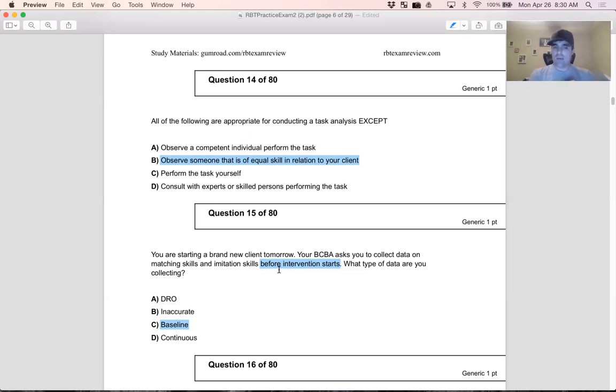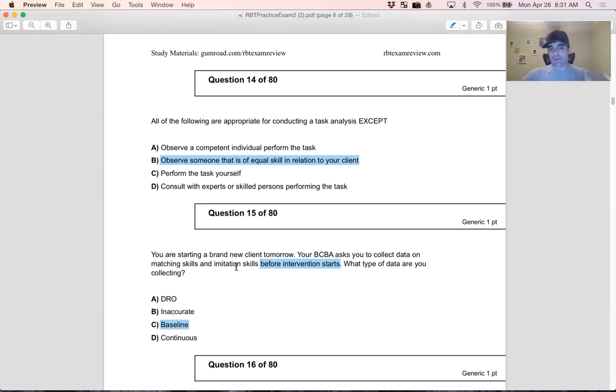Your BCBA wants to learn what your client can and can't do in terms of matching and imitation. So let's assume this client is 3 years old, and we want to get an idea of their skill level before we start intervention. That way we know where to start.